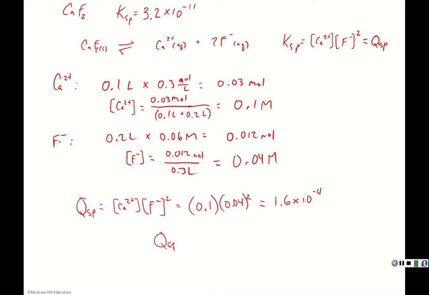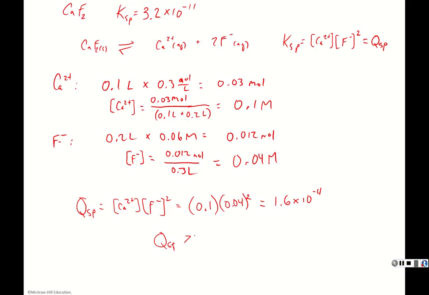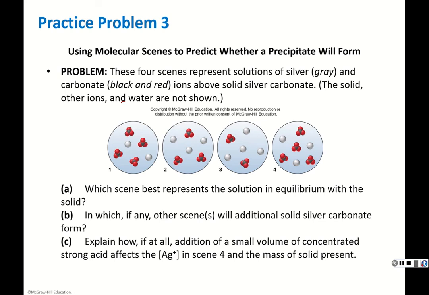So here we have a QSP of about 10 to the minus 4. KSP is 10 to the minus 11th, so QSP is bigger than KSP. All right, what does that mean? That means your products in solution are greater than they should be, so that means a precipitate is going to form. The reaction is going to go the other direction. Okay, precipitate will form, and it forms until QSP equals KSP.